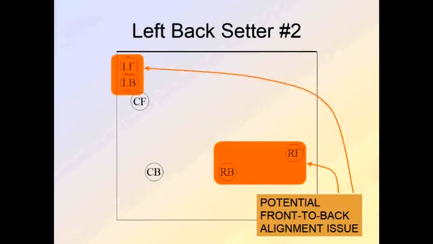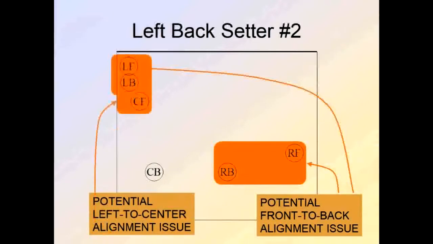However, in this positioning, clearly you can see the left back is behind the left front, and the left to center issue would be with the center back and the left back, and the left back is clearly closer to the left boundary. Then we have the right back and the right front with a potential front to back alignment issue, the same as we see from the left front and the left back positioning.